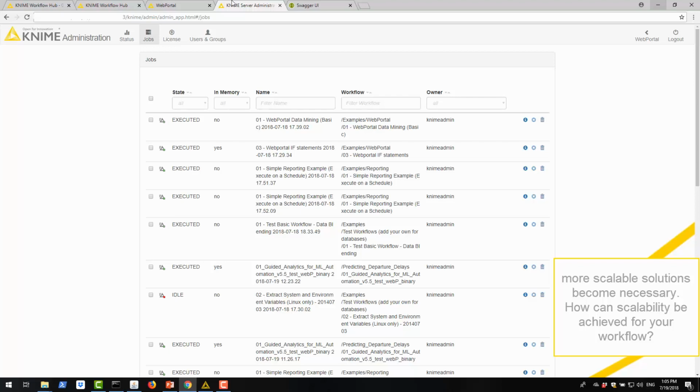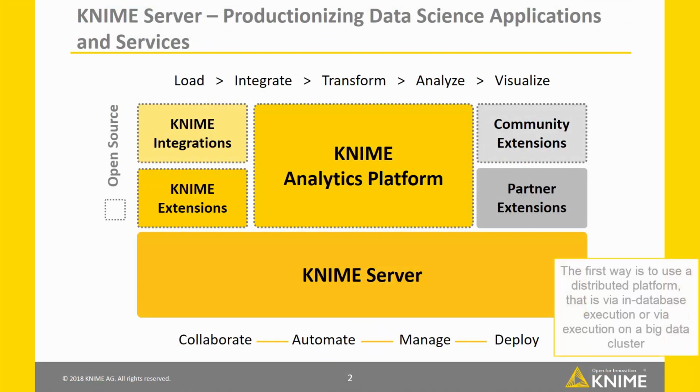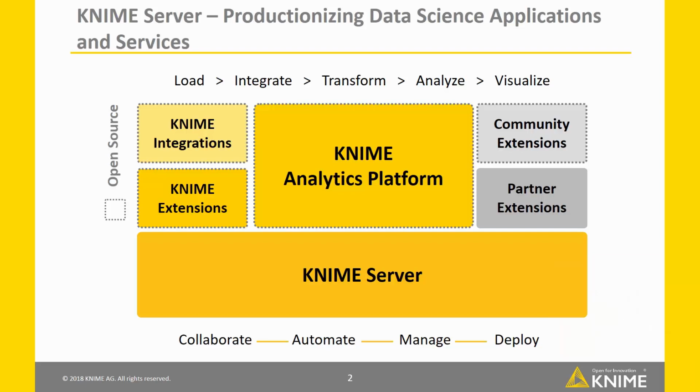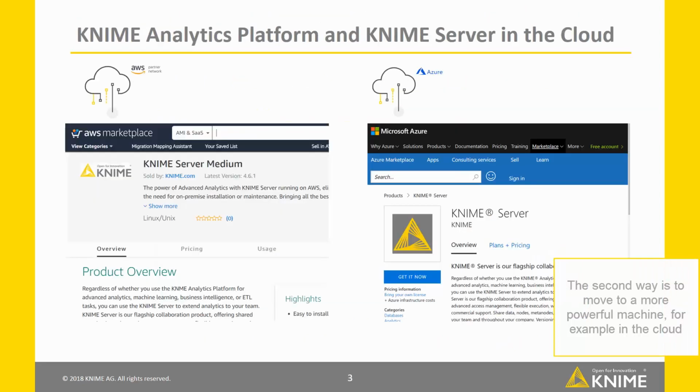So how can scalability be achieved for your workflow? There are several ways to scale KNIME workflows. The first way is to use a distributed platform, that is via in-database execution or via execution on a big data cluster. The second way is to move to a more powerful machine, for example in the cloud.